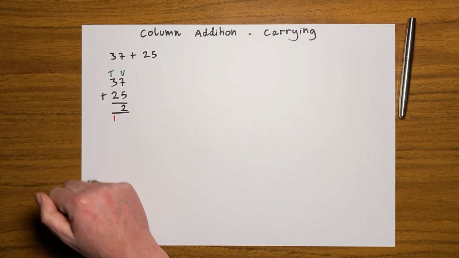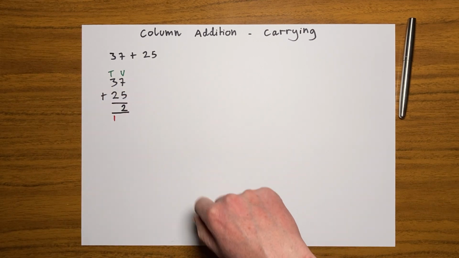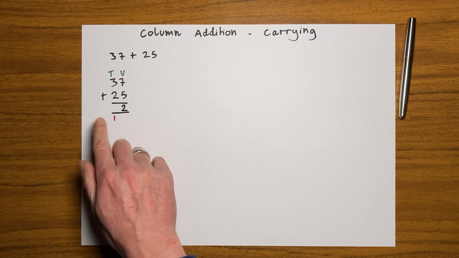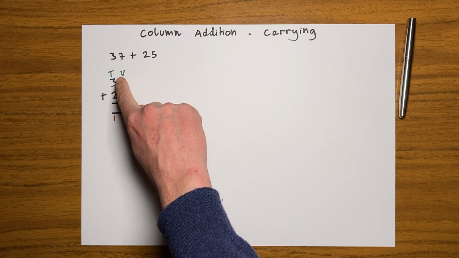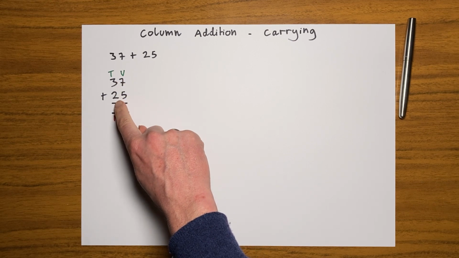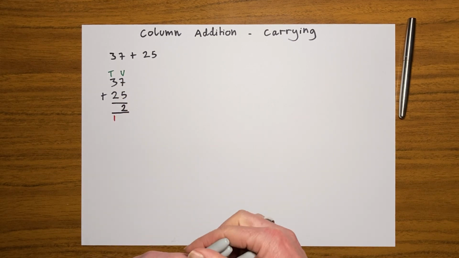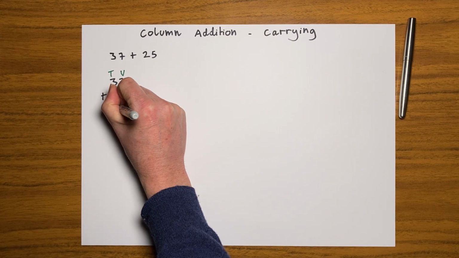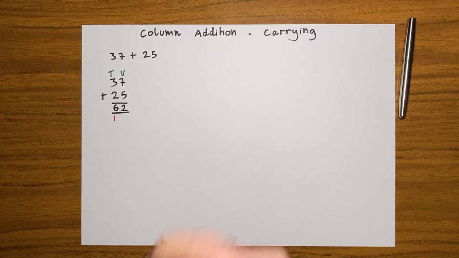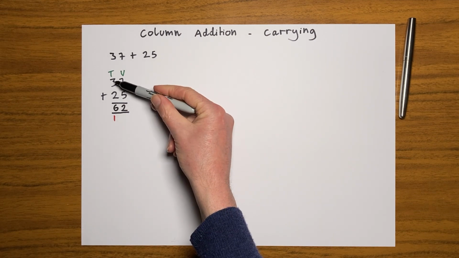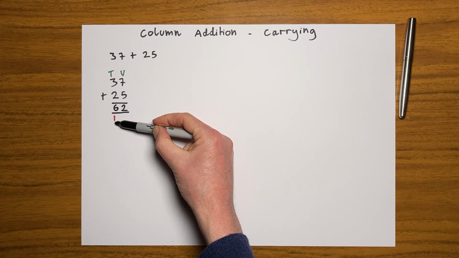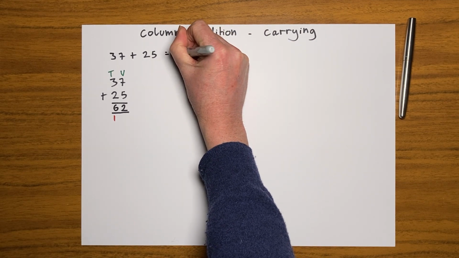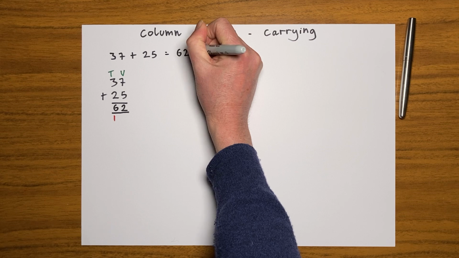I now move over to the next column, which is 30 add 20. Well, 30 add 20 is 50, but I've also got this 10 here that I carried over. So 30, 50, add that 10, gives me 60. And as you'll begin to see, although it's the tens column, I can also go 3 add 2 is 5, add that 1 is 6. So I get an answer of 62. Let's move straight on and do another one.